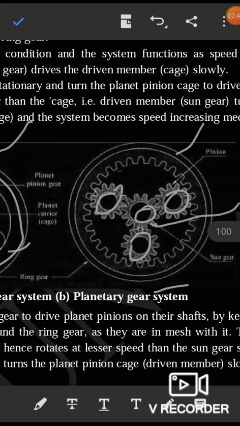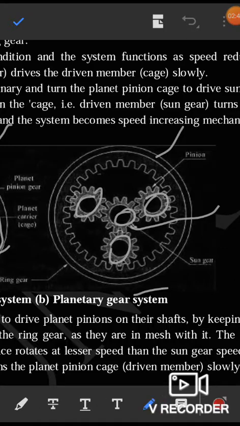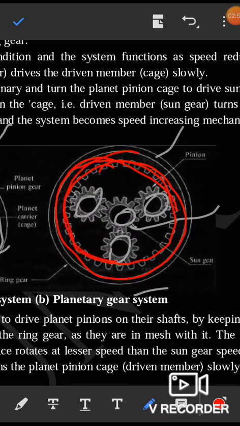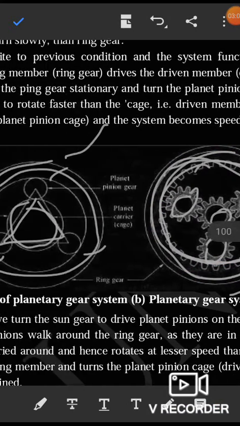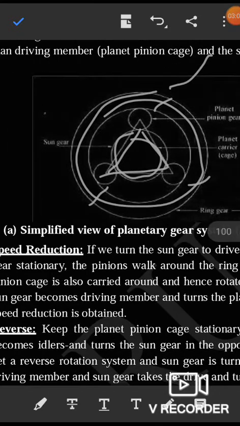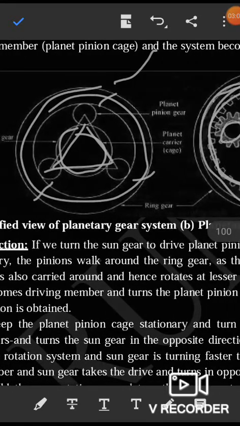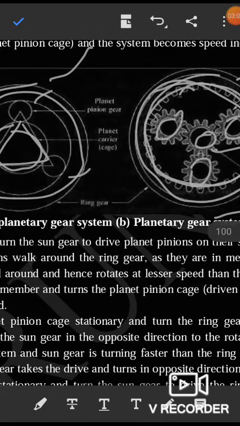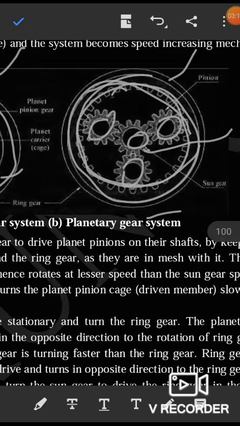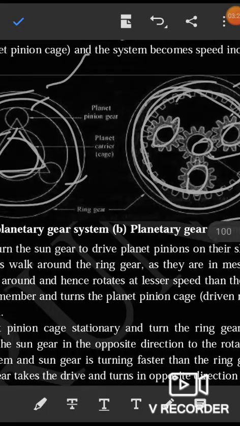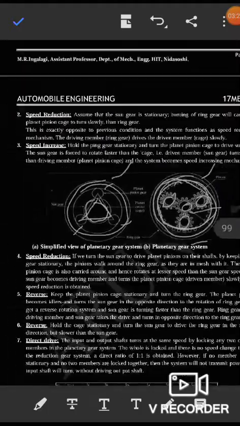You may observe the teeth of the ring gear. So this bigger ring with the teeth on it is known as the ring gear. This is the diagram of the planetary gear system, both the simplified view and the actual diagram. Now, moving towards how it works.